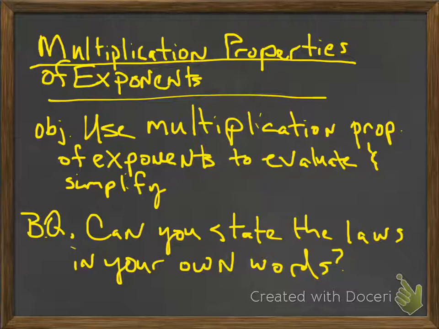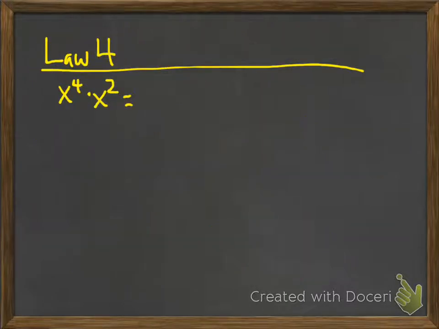All right. So we're going to start off with law number 4. And you can see here, here's an example. I'm not even giving you the name of this law. X to the 4th times x squared. When you get the answer, you will get x to the 6th power. How could I work x to the 4th power times x squared and get an answer of x to the 6th power? Well, let's look at another example.